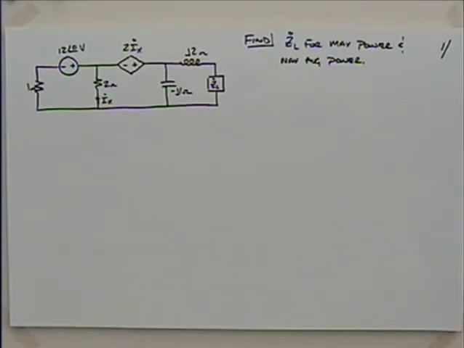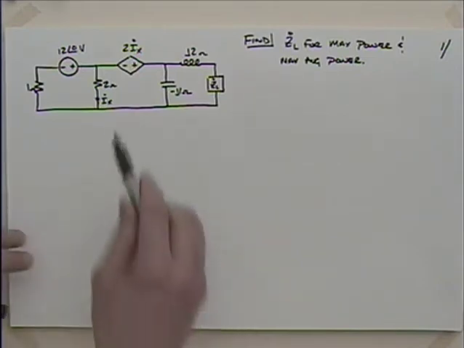Okay, so we've got this problem here, and this goes back kind of to the beginning of the term. We'd like to find the impedance Z sub L for maximum power transfer. So we'd like to figure out what that impedance needs to be to get maximum power transfer, and then the value of that power. We notice right off that we cannot use the shortcut, right?